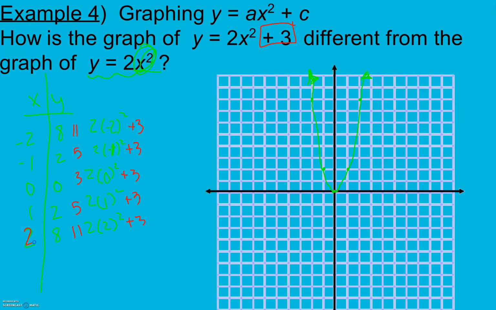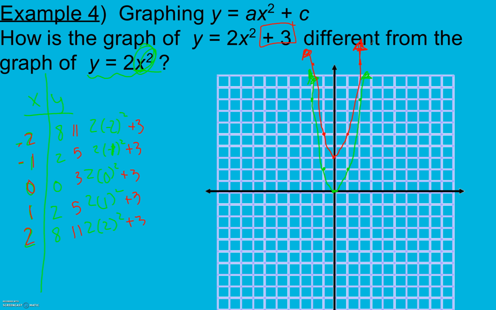And now my new ordered pairs are there. So at -2, I go up to 11. At -1, I go up to 5. 0, up 3. 1, up 3. And 5. Or sorry, 2, up 3 more. And we can connect our dots. And again, we want that to go out.